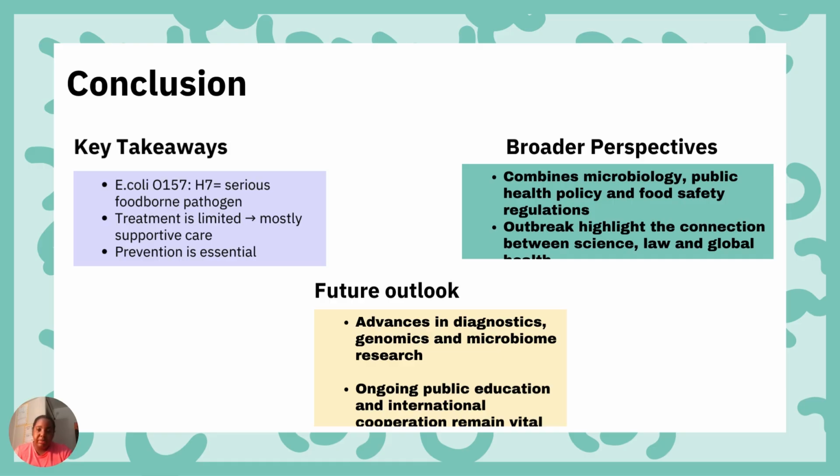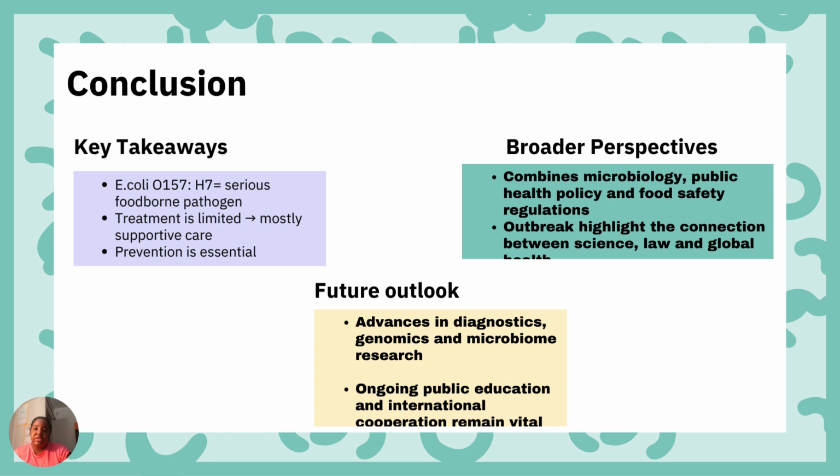Preventing outbreaks requires a multidisciplinary approach. Research helps us understand the pathogen's mechanisms, while public health policy and food safety regulations ensure that this science is applied in the real world. The outbreak in 1993 from Jack in the Box shows how failures in food safety can ripple into legal, economic, global, and health consequences. For the future, emerging tools such as rapid PCR diagnostics, whole genome sequencing, and microbiome-based strategies are shaping the future of outbreak prevention and response.